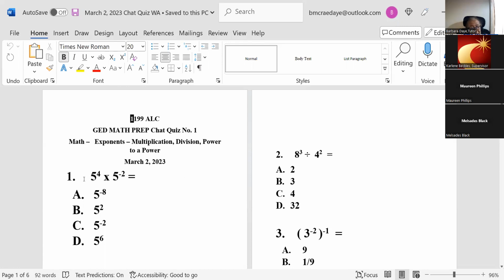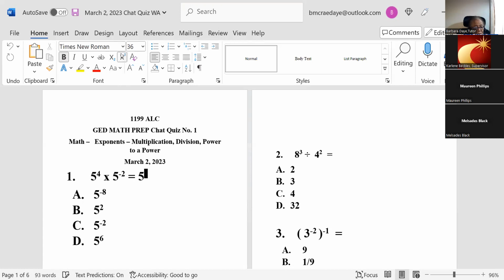No. Remember, multiplication, you add; division, you subtract. So if you multiply an exponent, same base, you add the exponents. If you are dividing exponents, same base, you subtract the exponents. The multiplication comes in when you have a power to a power, one we just went over, right? So since this is add, Maureen, what would that be equal to? 5 to the what power?